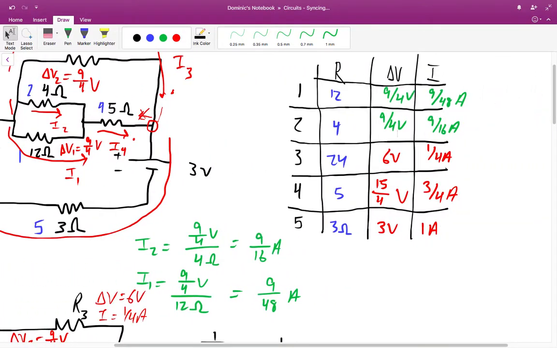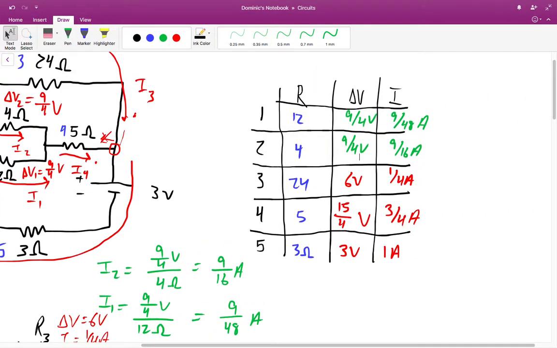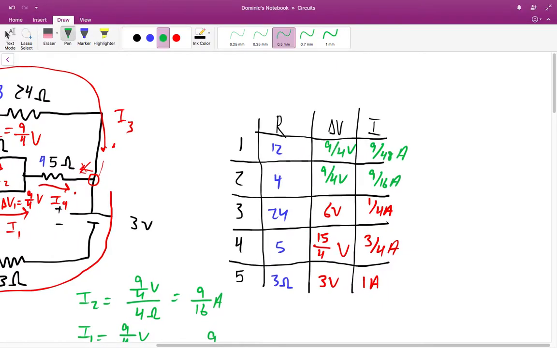What we should notice though is I1 plus I2 needs to equal I4. We might as well just check that one just in case because those currents are kind of weird. I1 plus I2 needs to equal 3 over 4. All right, so 9 over 48 plus 9 over 16, that needs to equal 3 over 4. I'm going to just put that in my calculator just to be sure here. And we do, we get 3 over 4, so that checks out.